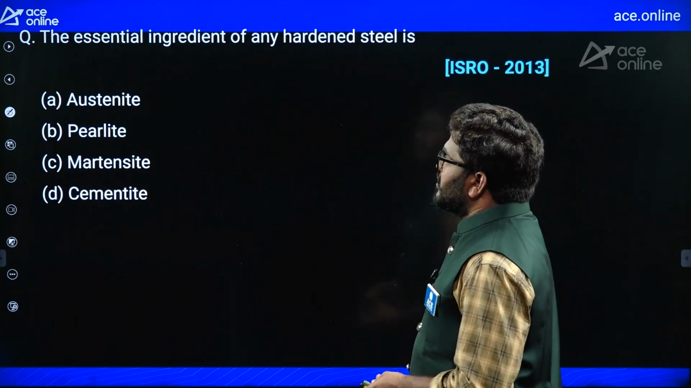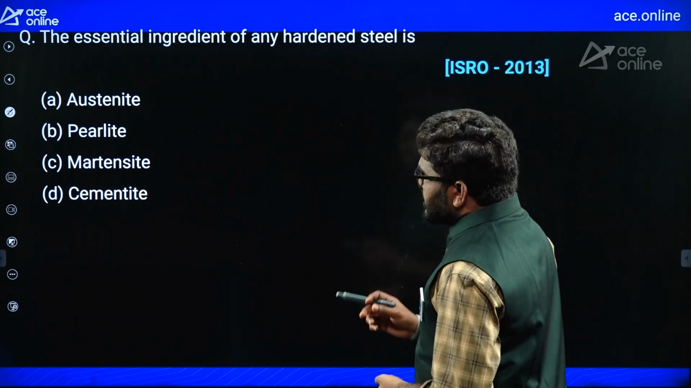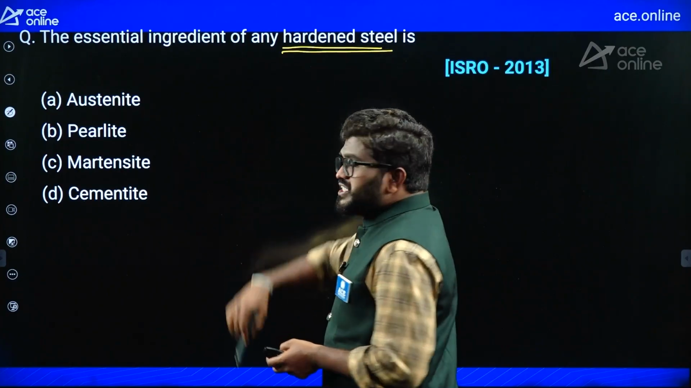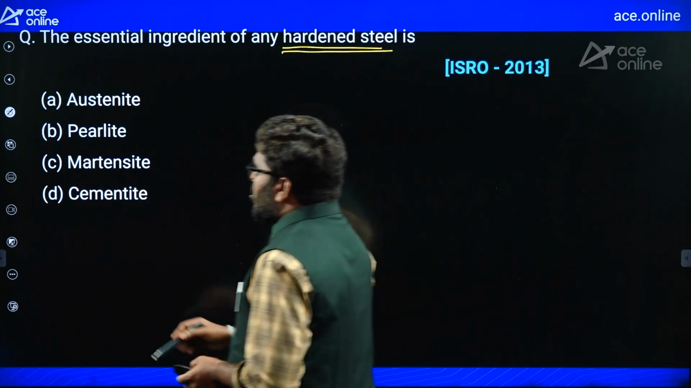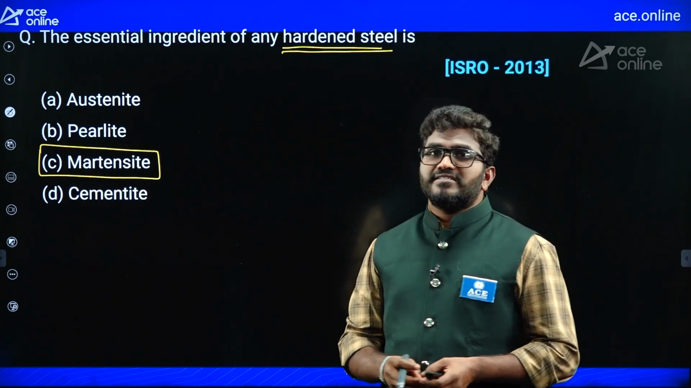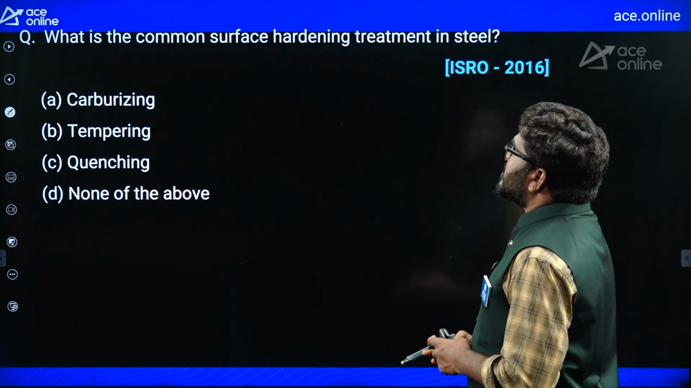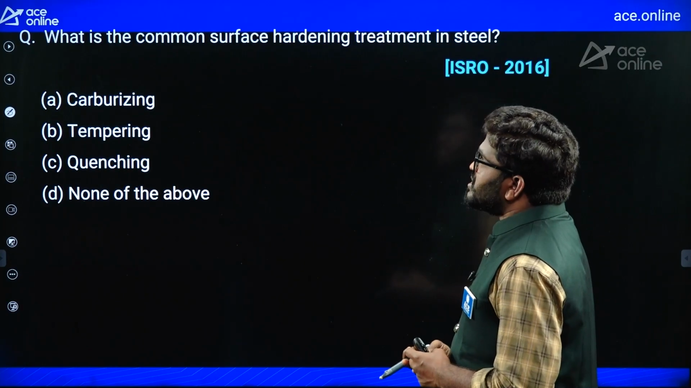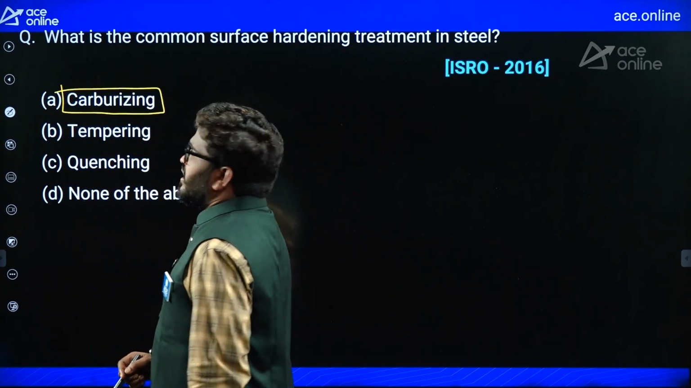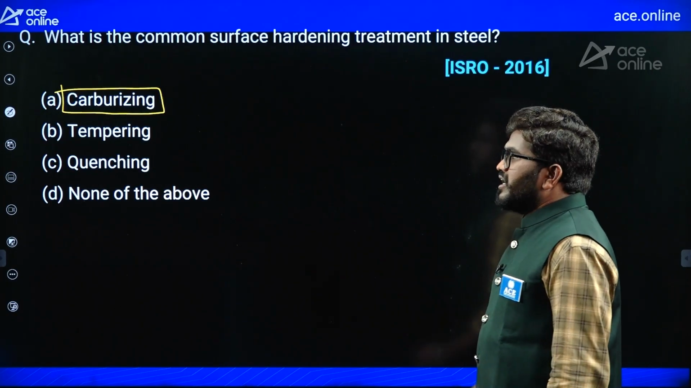Now, the essential ingredient of any hardened steel. Hardened steel means by quenching the material in water you will get what is called martensite. Martensite is the correct answer for this question. Next, what is the common surface hardening treatment in steel? Common surface hardening methods are carburizing, nitriding, cyaniding, flame hardening, induction hardening, all these are surface hardening methods.